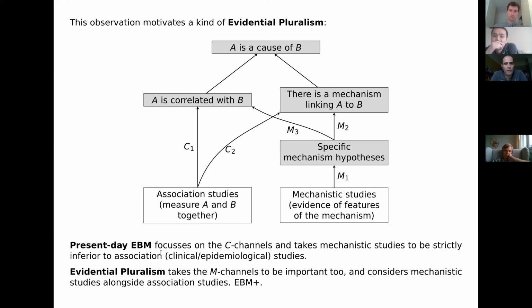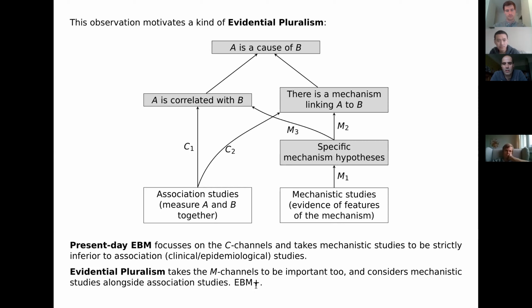And so we've got this situation at the moment where present-day evidence-based medicine tends to focus on association studies, particularly randomized controlled trials. And evidence-based medicine takes mechanistic studies to be strictly inferior to association studies, as we'll see shortly. And this has had an influence on evidence-based policy and evidence-based practice in the social sciences. What we call evidential pluralism takes these mechanistic channels of confirmation to be important too. And our view is that it's important to consider mechanistic studies alongside association studies when evaluating causation.